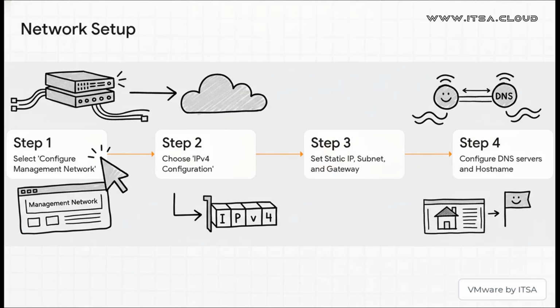And the process itself is really straightforward. In the menu, you just pick Configure Management Network. Then you'll hop into the IPv4 settings. You're going to give it a static IP address. Super important for a server, right? So things can always find it. Then you'll set the subnet mask and the default gateway so it knows how to talk to the rest of the world. And finally, you pop in your DNS servers and give the host a good name. That's it. Four simple steps and you're online.